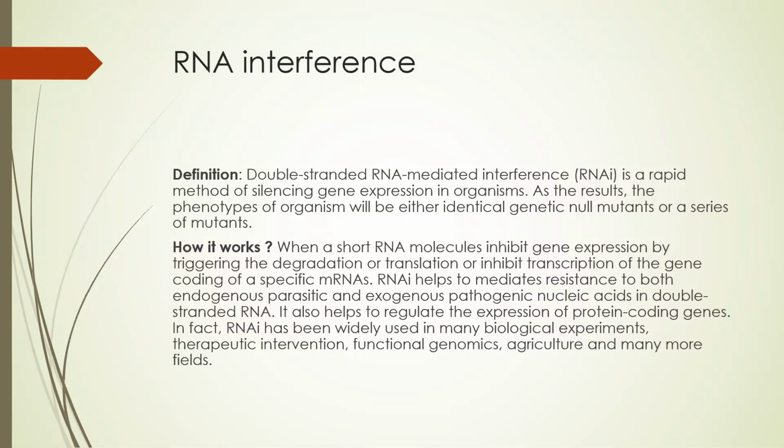So how does it work? Well, let's imagine that we have short RNA molecules that inhibit gene expression, by triggering degradation or translation inhibition. Or it can be inhibited by transcription of the gene coding for a specific mRNA. So RNA interference really helps to mediate resistance to both endogenous parasitic and exogenous pathogenic nucleases and double-stranded RNA.